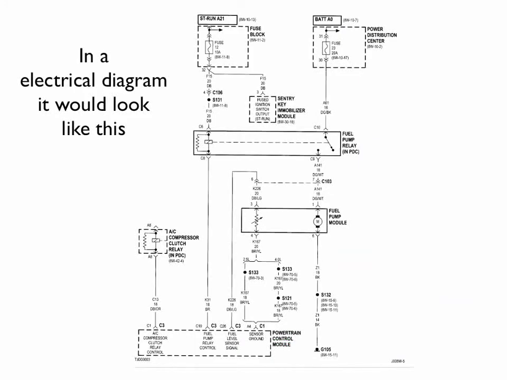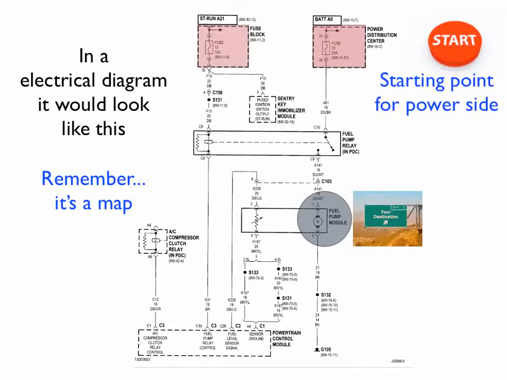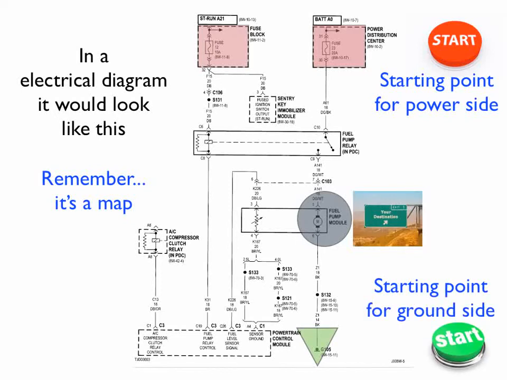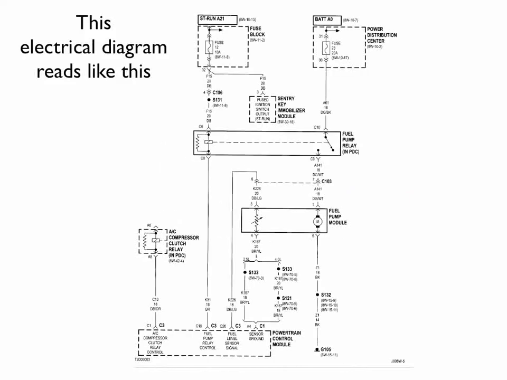In an electrical diagram, it would look a lot like this. We first locate the load. Remember, this is a map, so this is your destination, where you want to end up. You want to find the starting point for the power, the fuses and the power point. You want to find the ground source, the place where the ground originates. Those are the first things to locate. Notice that they're both pointing towards the destination, or the load. So, let's read the electrical diagram and see how all this fits together.